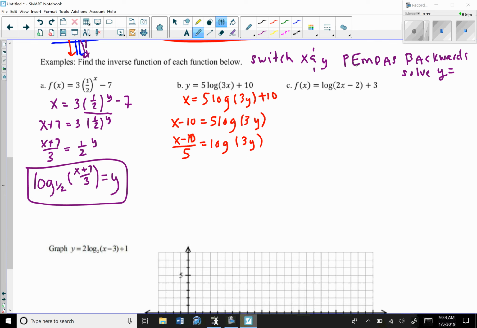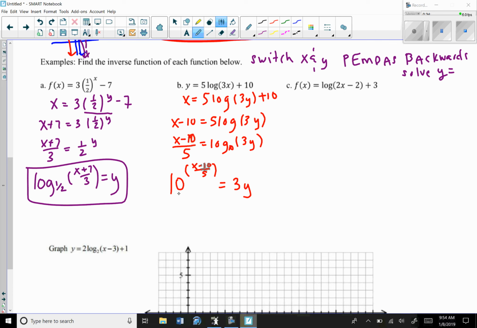Now we do exponents, which we don't have, and parentheses. Parentheses means we're looking at this log portion right here. In order to do what's inside of that log, we have to get it out of the log. And how do you get something out of a log? You use exponential form, because that's the inverse. Remember, when the base isn't written, it's base 10. So this in exponential form would be 10 to the power of x minus 10 over 5 is equal to 3y. And then the next step will be to solve for y by dividing by that 3.